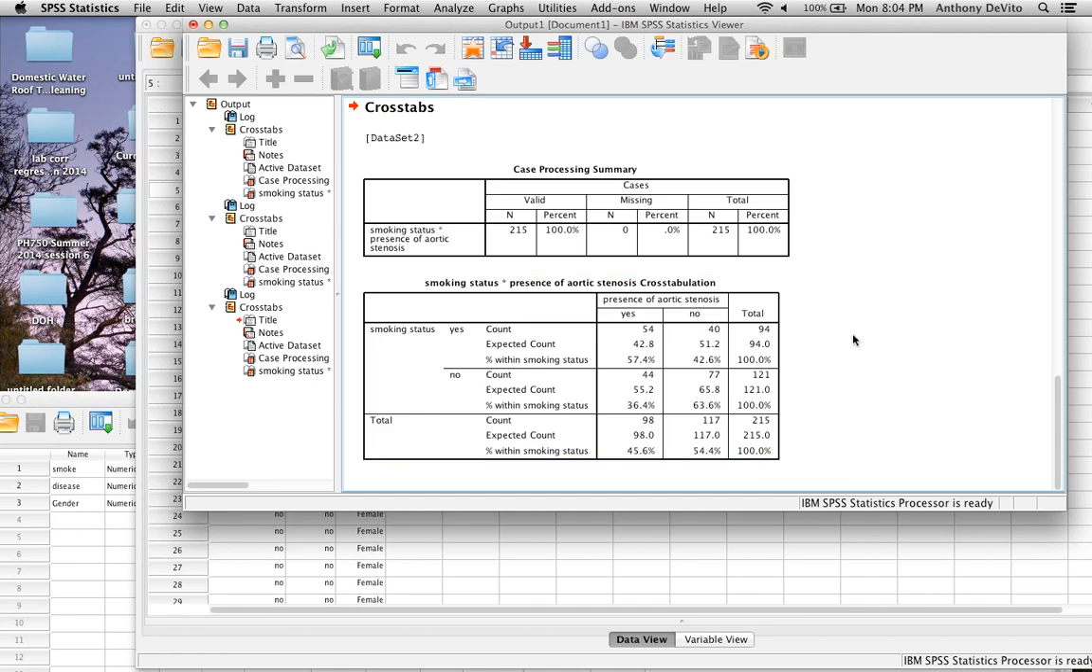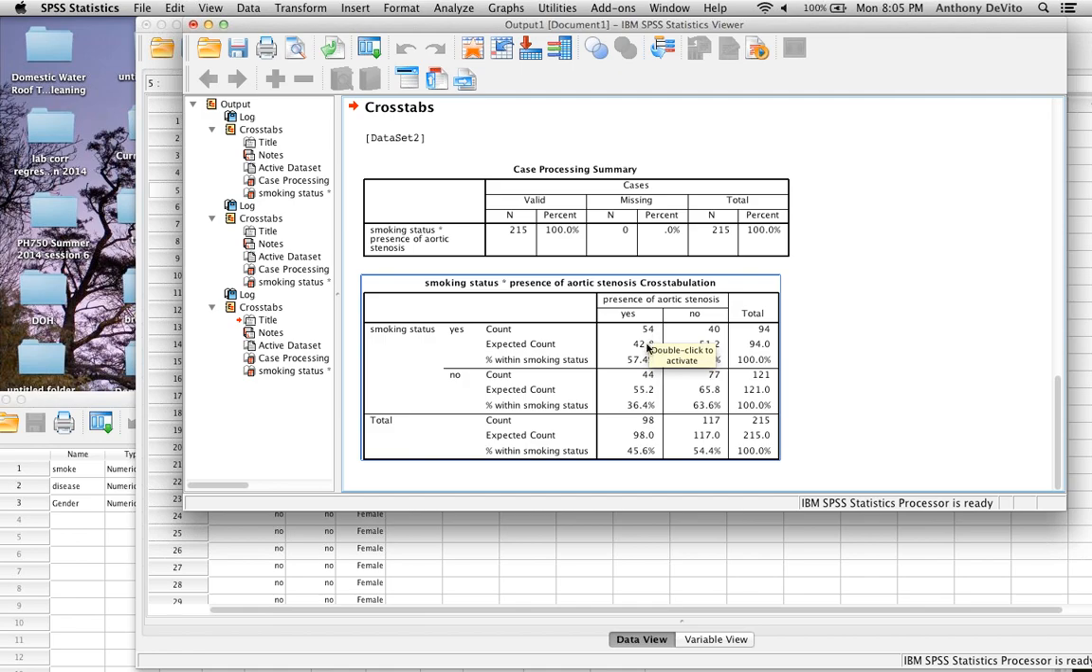So instead of making a separate table, it puts it all into one table. My observed values or counts are 54 and 40. My expected values for those same cells are 42 and 51. My observed 44 and 77. My expected 55 and 65. And you guys remember what we did for calculating a chi-square, right? From this table we can calculate our odds ratio, our relative risk, and now we can calculate our chi-square.